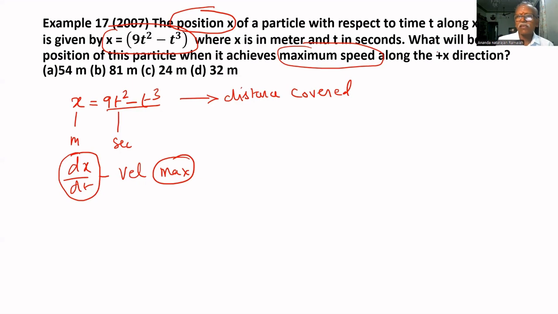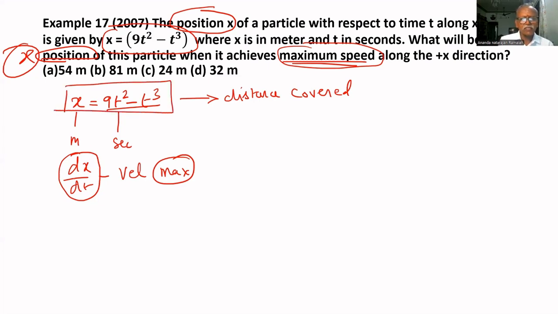The question is this. Now once again we'll read. What will be the position of this particle when it achieves maximum speed along the x direction? Position means x. What is the value of x when it achieves maximum speed? So to find maximum speed, first we have to find the equation for speed.